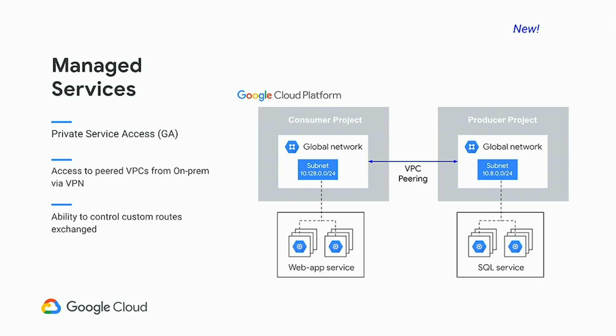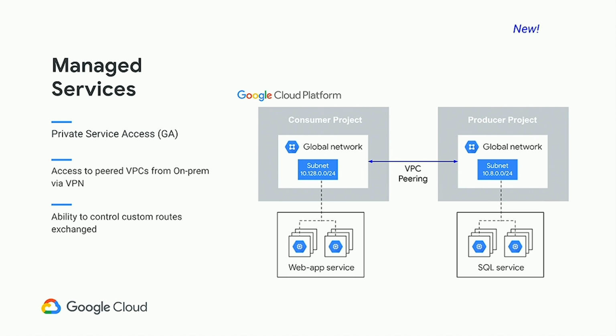Now, coming to the next topic, how do you access managed services? Managed services can be accessed by using VPC peering. So if you want to get full mesh connectivity between two VPCs that are running in cloud, they may be in different organizations or the same organization, then you can use VPC peering.